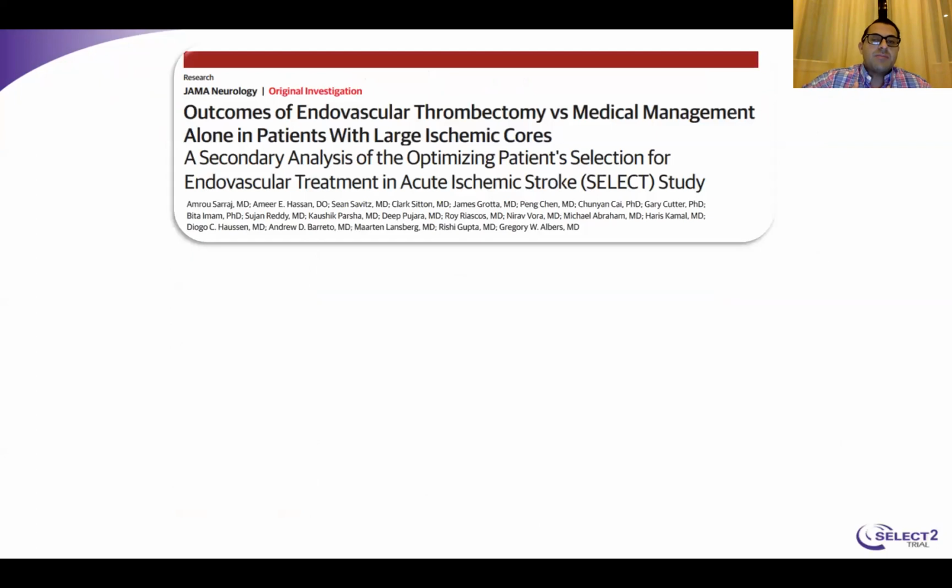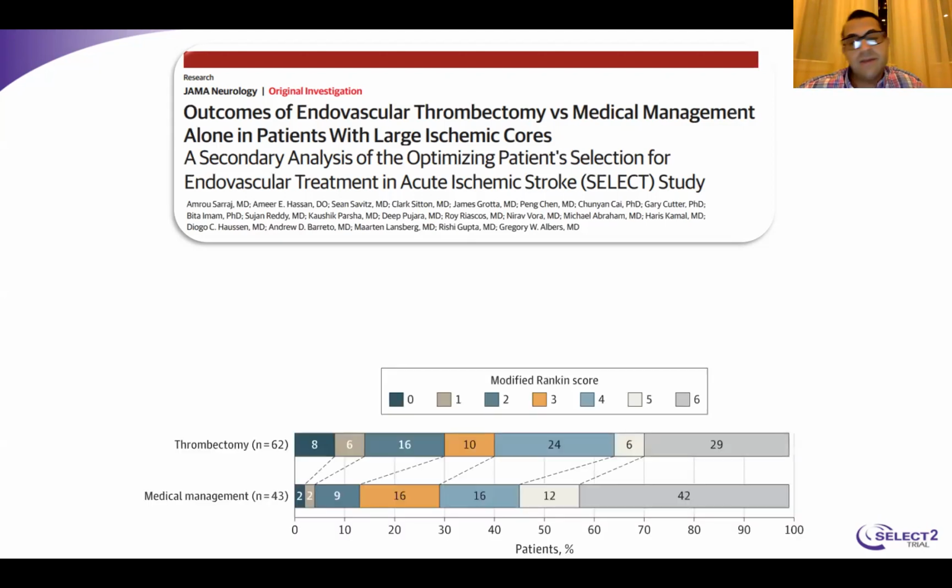So we published this paper. It's not that long ago, and it was published in JAMA Neurology using the SELECT study's data. What we did is we looked at the outcomes of endovascular thrombectomy versus medical management, but we looked only at the large ischemic core patients. Remember, this was a prospective study, and all patients that were enrolled had CT, CTA, and CT perfusion performed. Then it was based on the decision of the operator whether or not the patient would be included, based on whichever study he was comfortable with.